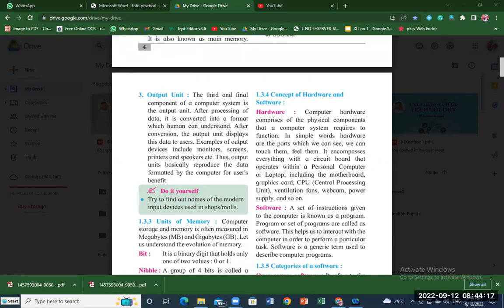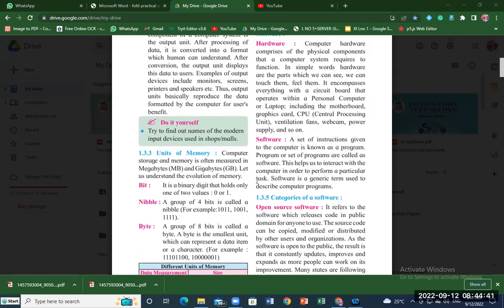After conversion, the output unit displays this data to the user. Right? Examples of output devices include monitors, screens, printers, and speakers are also termed output units. Thus, output units basically reproduce the data formatted by the computer for users' benefit. This is very, very important. It is used for users' benefit.